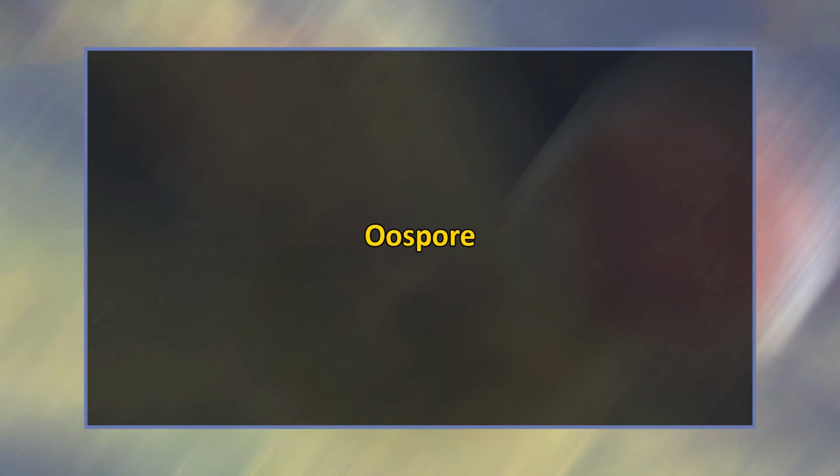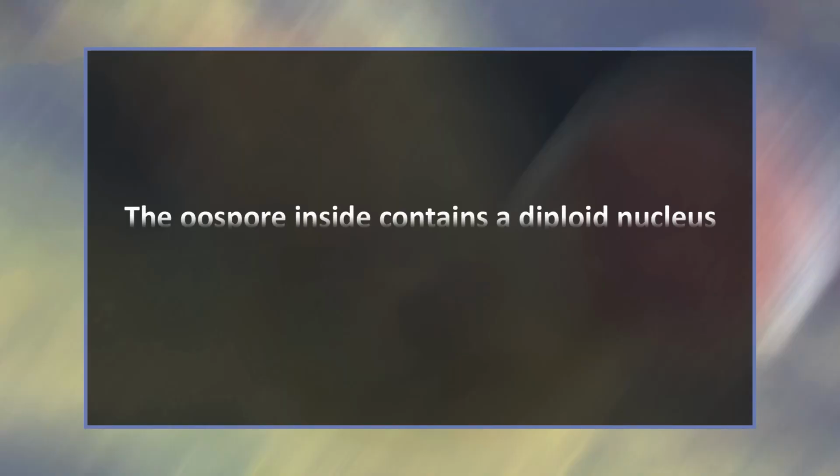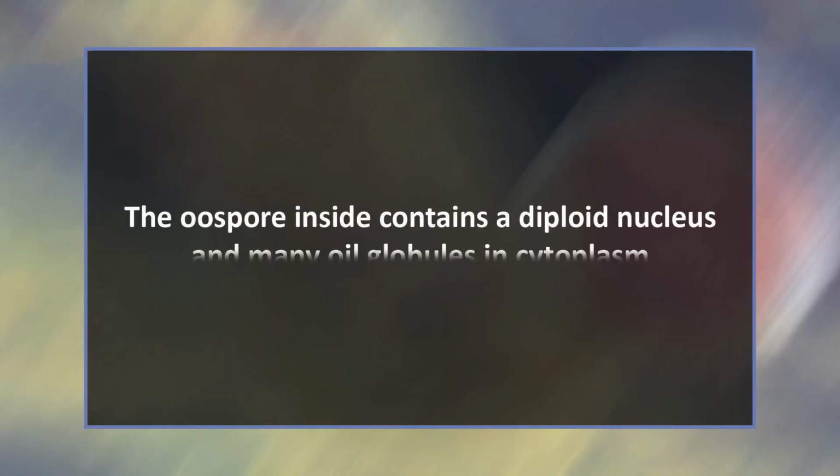Oospore. The mature oospore is a hard, oval, ellipsoid structure, which may be brown, for example in Chara infirma, black, for example in Chara corallina, or golden brown, for example in Chara flaccida. The oospore inside contains a diploid nucleus and many oil globules in the cytoplasm.